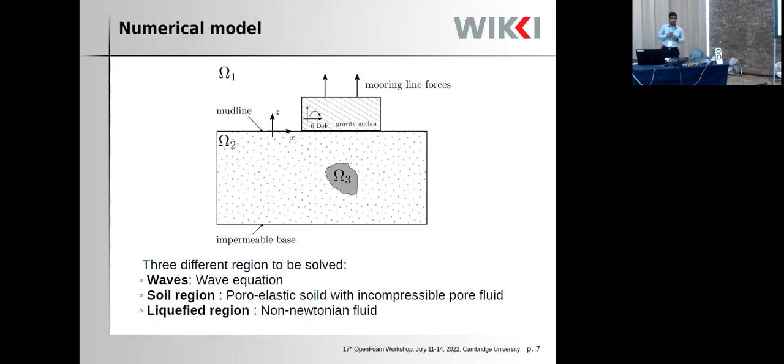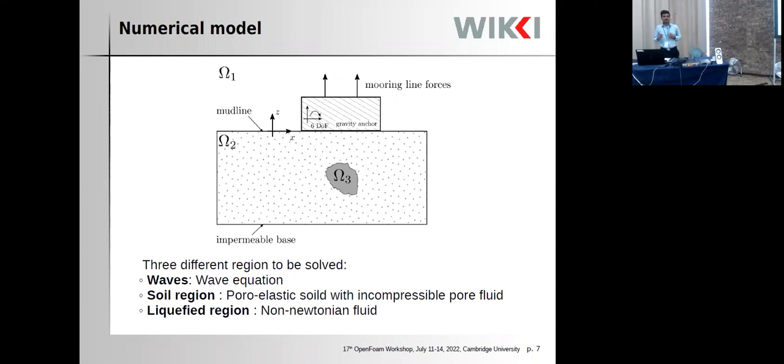So this is the numerical model of our project, and you can see that this is nothing different from the case study I was showing you before. Here you have a seabed, and then you have the gravity anchor, which is connected with the help of rope forces. Generally, we subdivide this region into three different parts. First, we have the omega-1 region where we have the waves, and we will represent them in terms of wave equations. Then we have the soil region, which we represent as a poroelastic solid with an incompressible pore fluid, and finally the liquefied region.